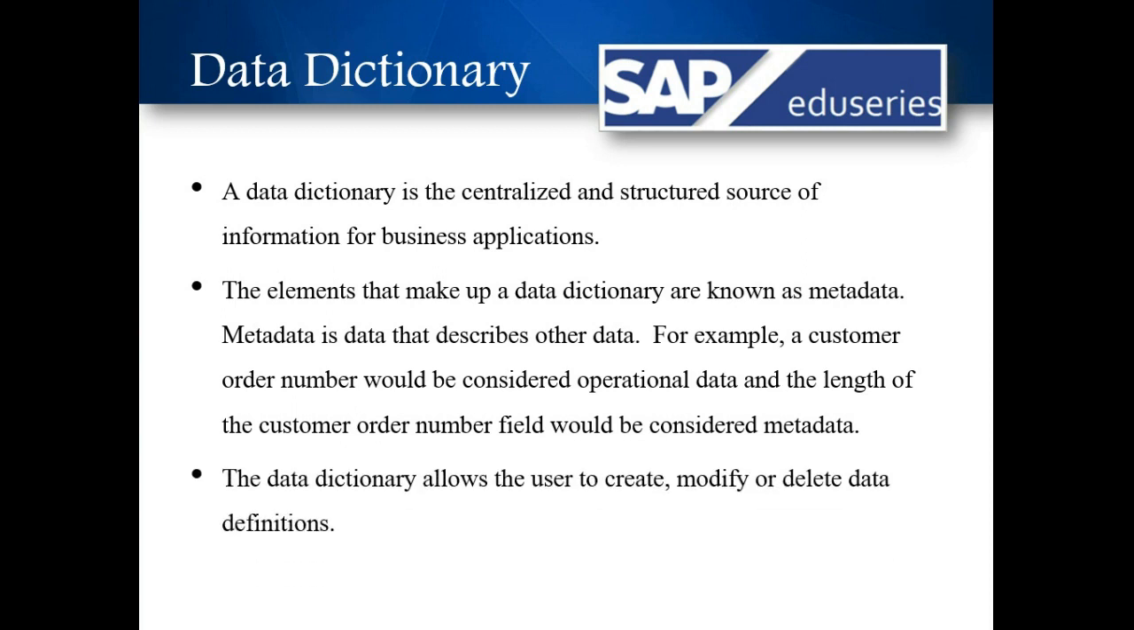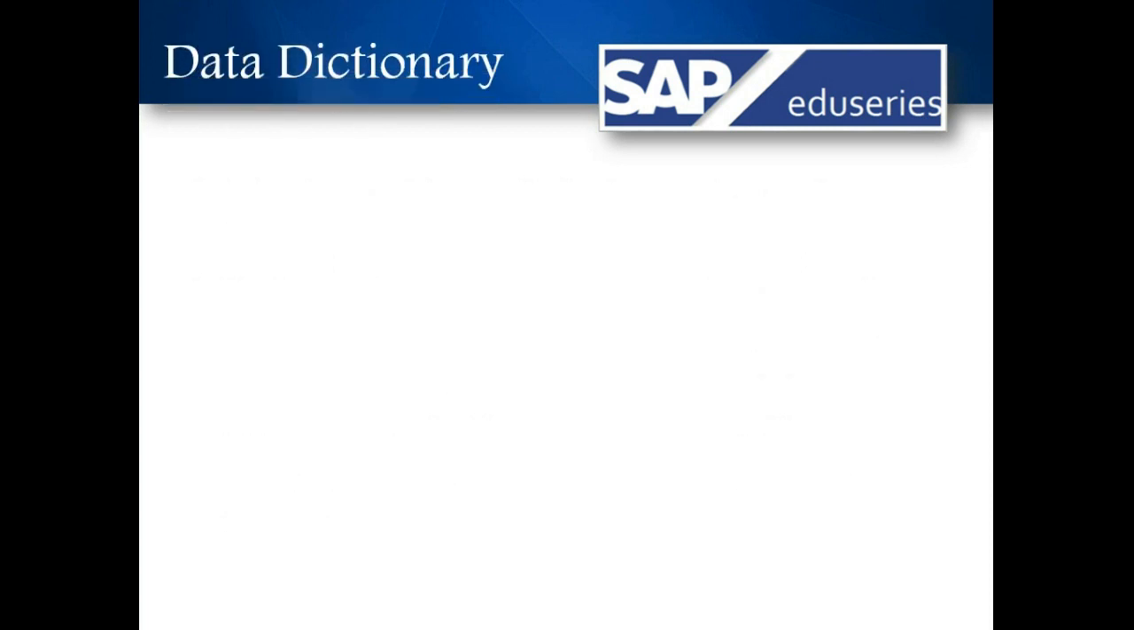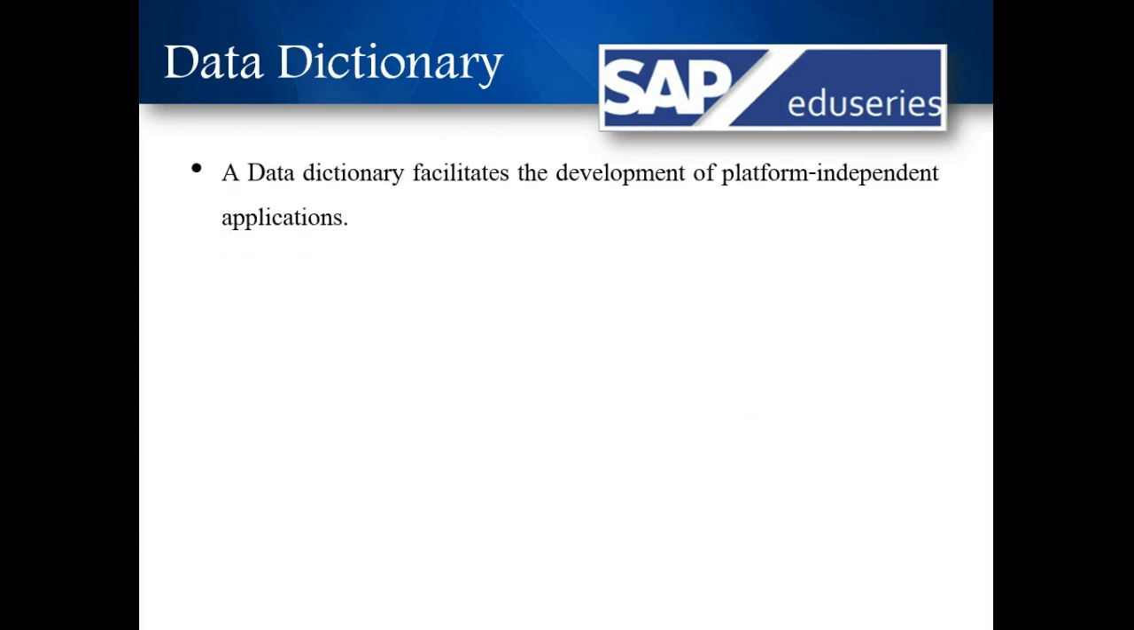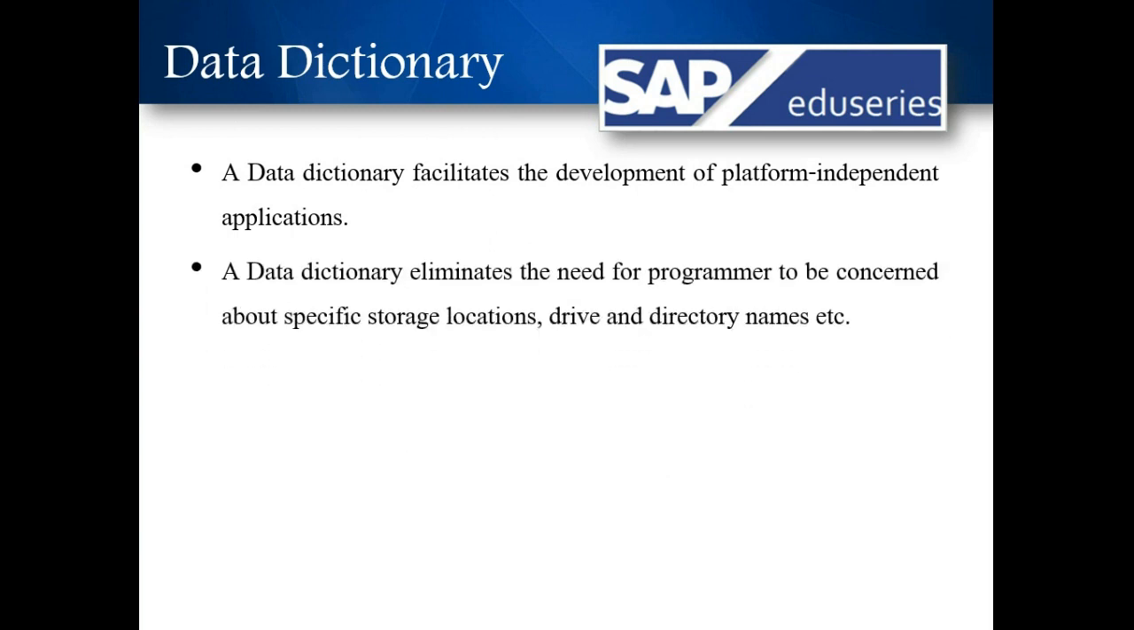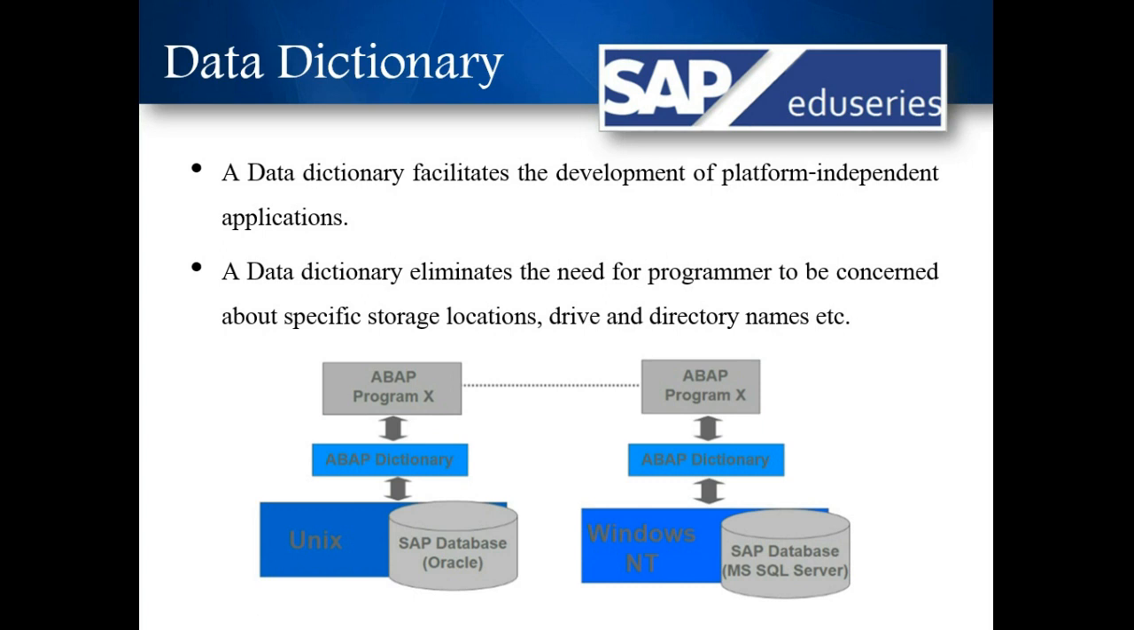The data dictionary allows the user to create, modify or delete data definitions. A data dictionary facilitates the development of platform-independent applications. It eliminates the need for a programmer to be concerned about specific storage locations, drive and directory names, etc. This is the block diagram of DDIC in R3 that shows the DDIC role in the R3 system.